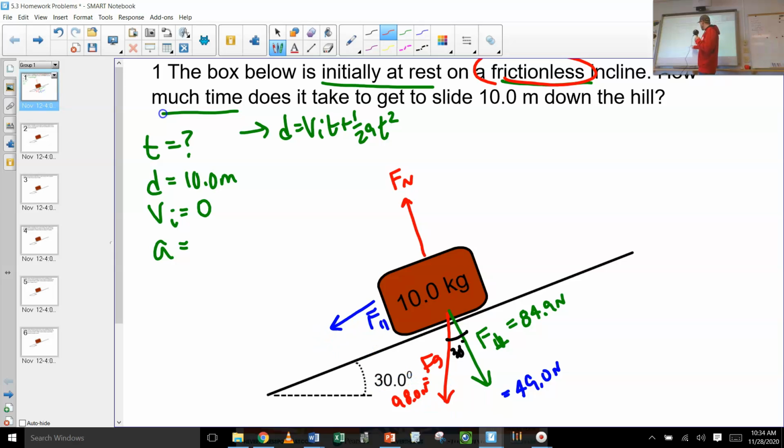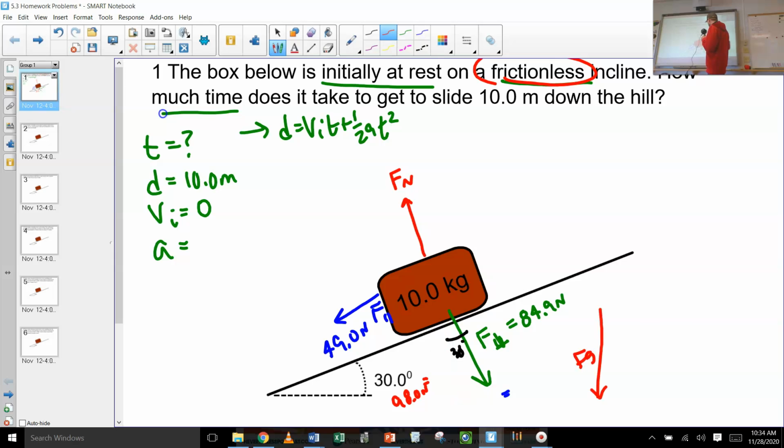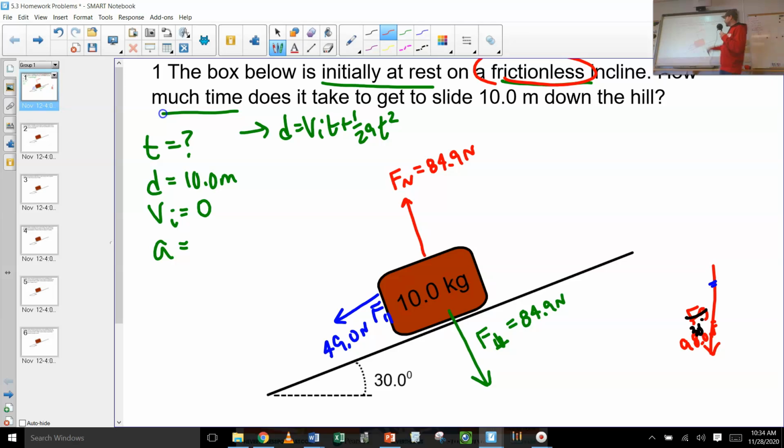So now I know this thing is being pulled down the hill at 49. I can get rid of gravity because I've replaced it with its x and y components. So the normal force is equal to 84.9. Here you've got a box that's being pulled into the incline at 84.9, and the incline is providing an equal and opposite reaction force, 84.9, and it's being pulled down the hill at 49.